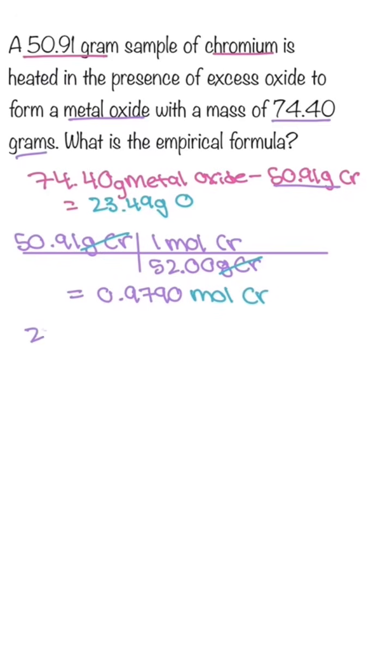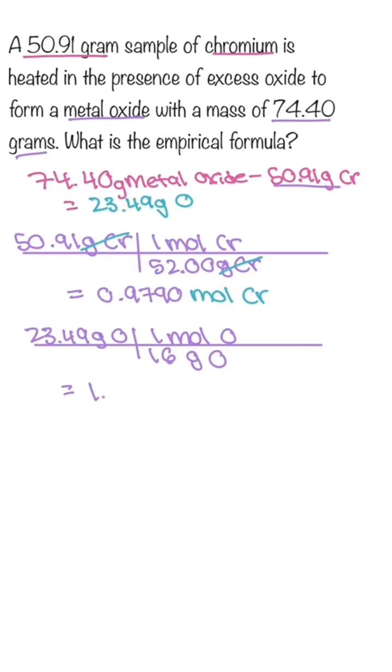Now we're going to do the same thing for oxygen. We have 23.49 grams of oxygen divided by the molar mass, which is 16 grams of oxygen for 1 mole of oxygen. So 23.49 divided by 16 is going to give us 1.468. And then to determine the units again, cross these two out, and we're left with moles of oxygen.